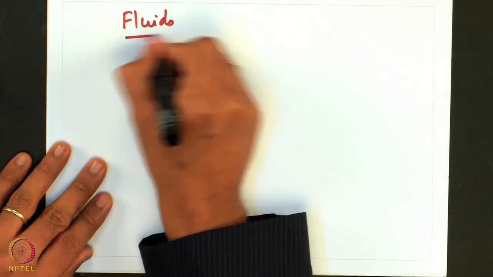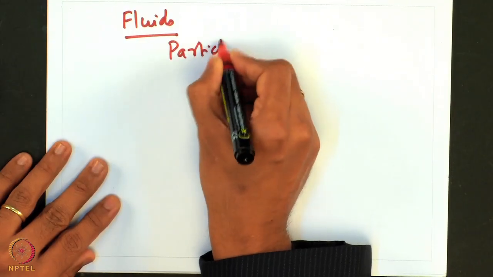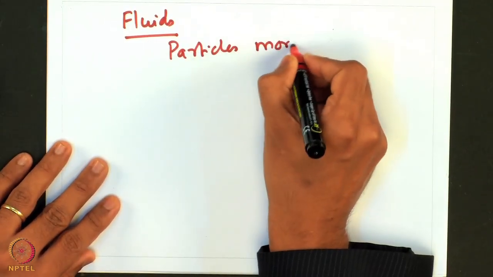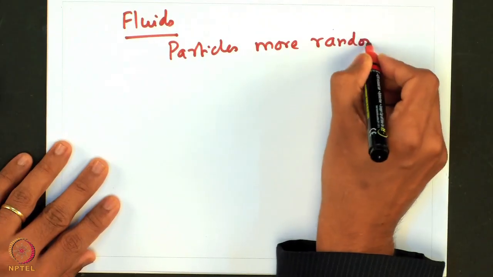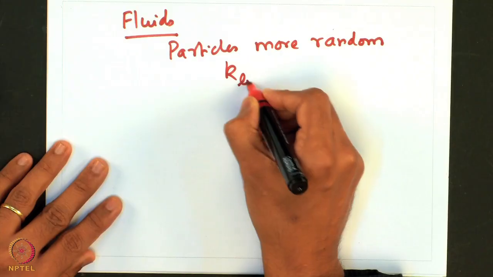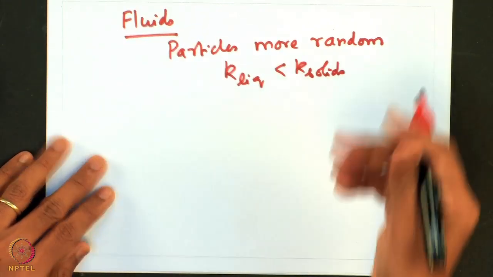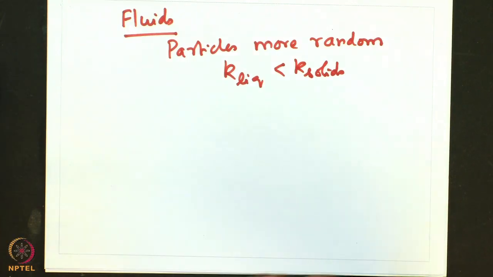In the case of fluids, the particles are much more random, and therefore the conductivity of liquids is smaller than the conductivity of solids, because the possibility of the molecules colliding with each other goes down as they are more randomly packed. Therefore, the conductivity of liquids is smaller than that of solids.